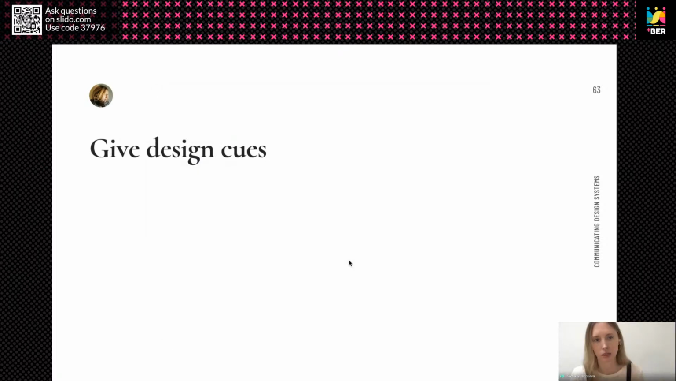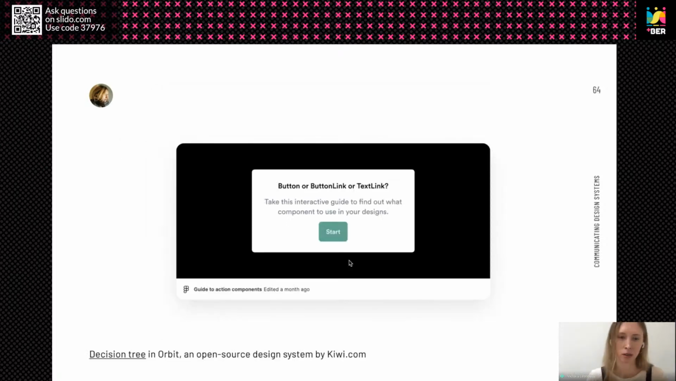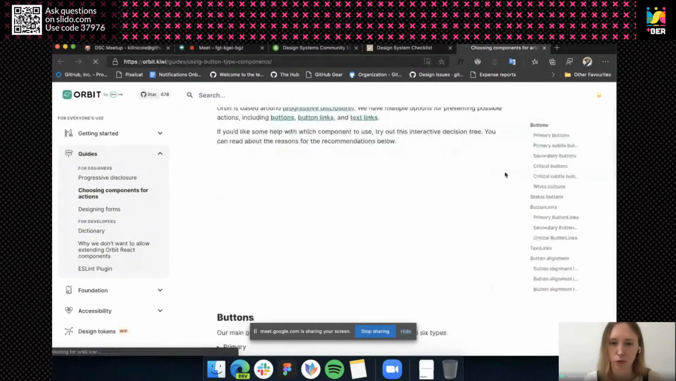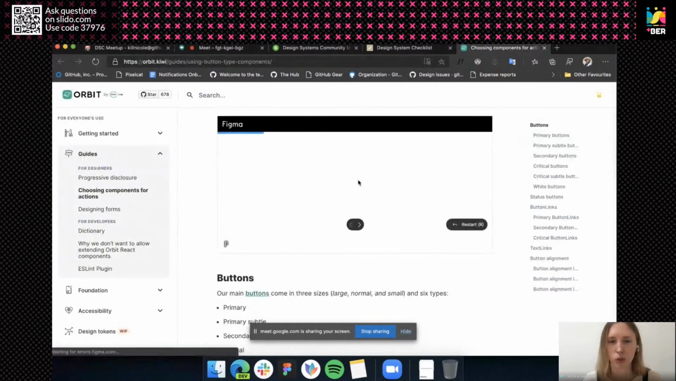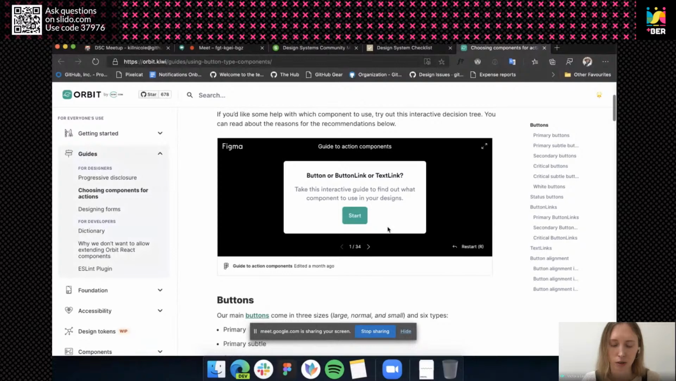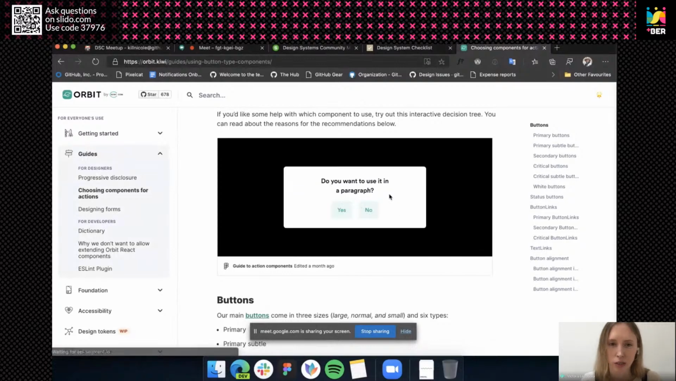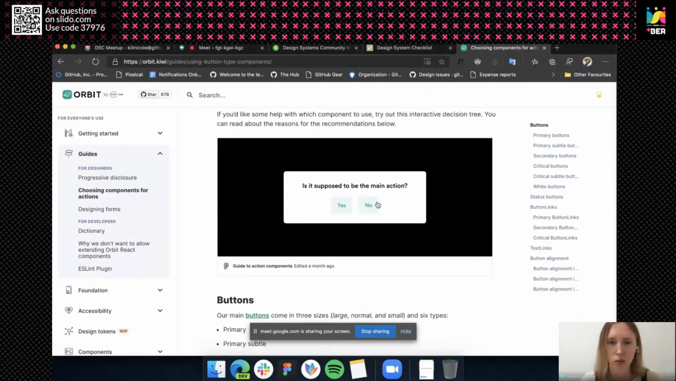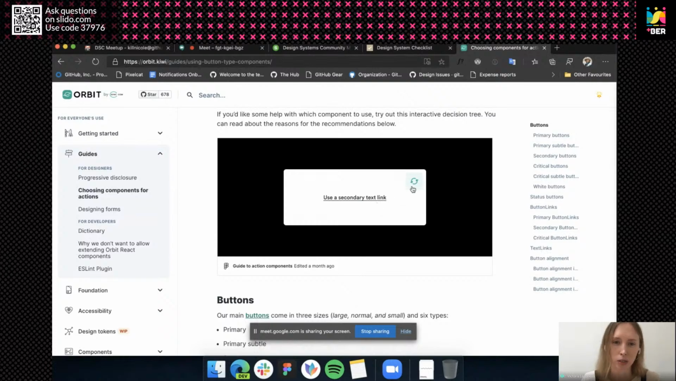Give design cues. This is a really great one. I really love this one. So basically, this is a decision tree for deciding which component out of 147 components you can use. You can answer questions like, do you want to use it in a paragraph? Yes. Is it supposed to be a main action? No. Use secondary text link. But then you can go into rabbit holes, imagine how many components they have. Use a secondary button link.